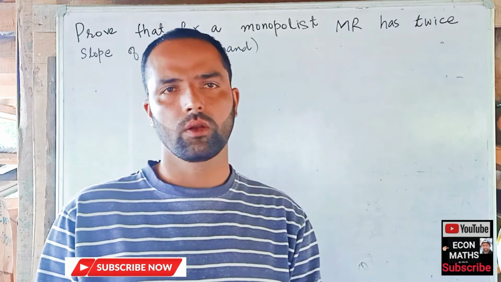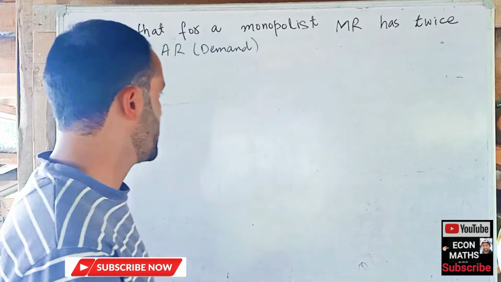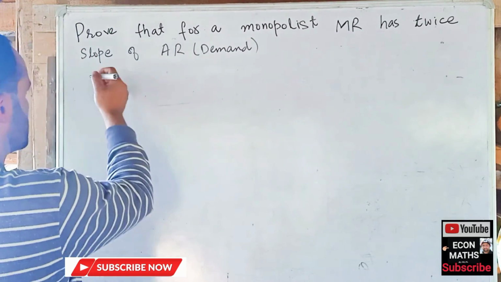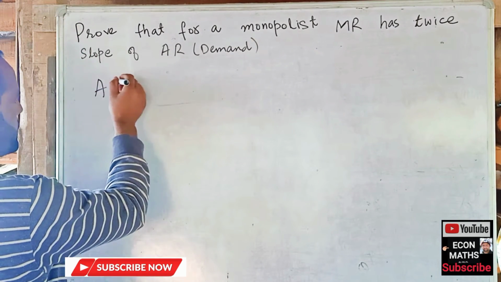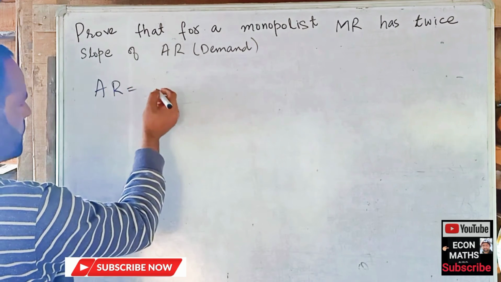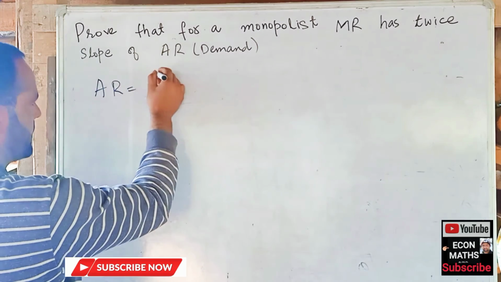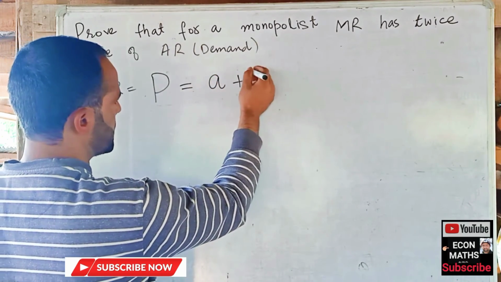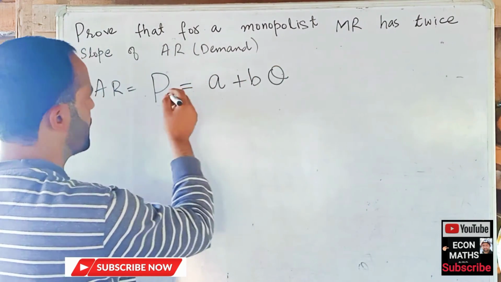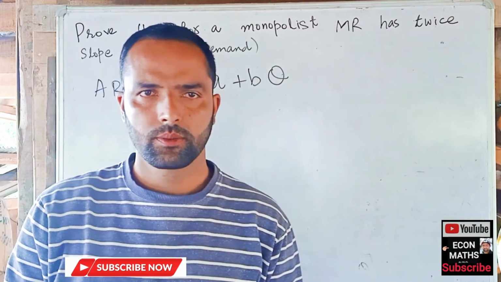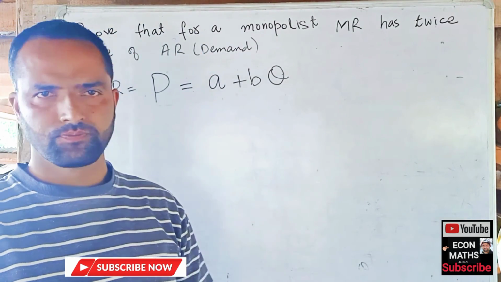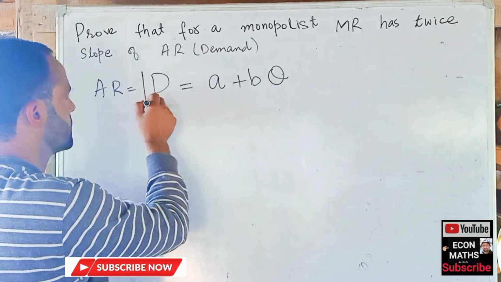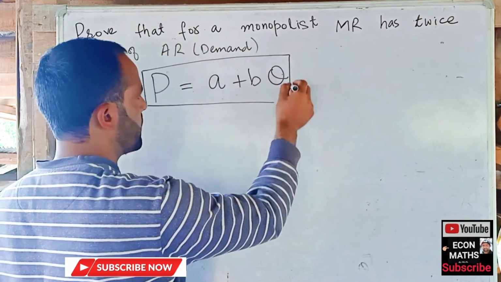First of all, let us say we have the demand curve, which is also the average revenue curve, which we write like P is equal to A plus BQ. Now this A is the intercept of the demand curve, B is the slope, and Q is the quantity. So this is our demand curve.